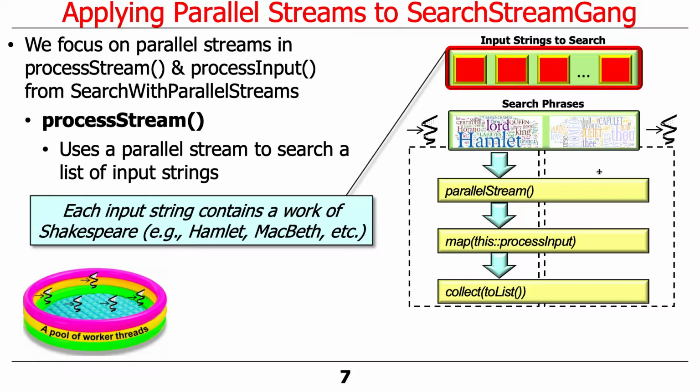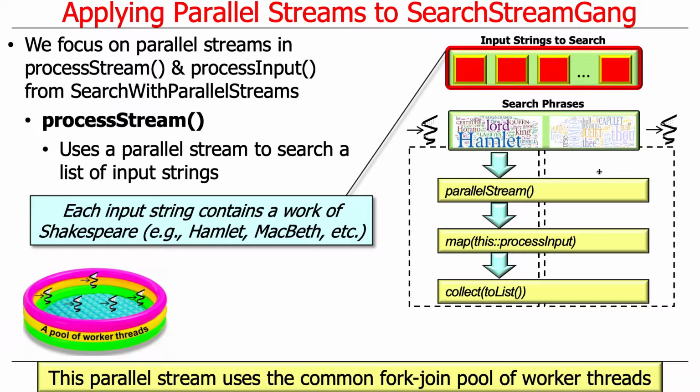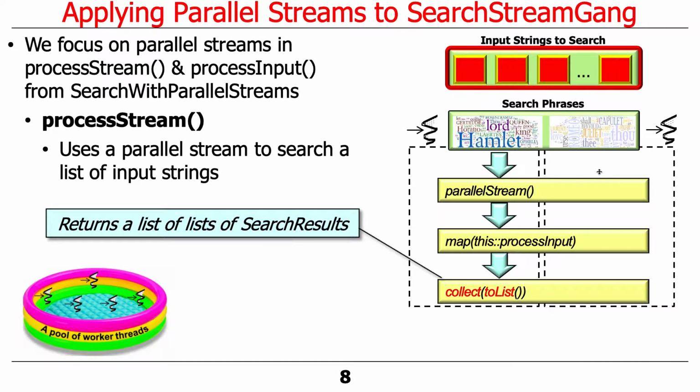The way this works is the process stream method for this variant is going to use a parallel stream to search a list of input strings, where each string is a different work of Shakespeare. That's similar to before. Actually, it's identical to before. So you've got Hamlet, Macbeth, Julius Caesar, and whatnot. Under the hood, it's going to use the common fork join pool of worker threads in order to do the parallel processing. We'll look at that in more detail shortly. And it returns a list of lists of search results.